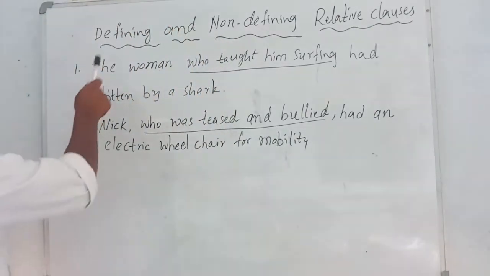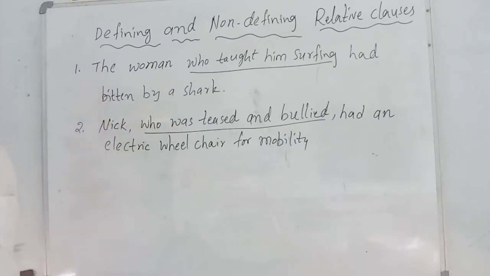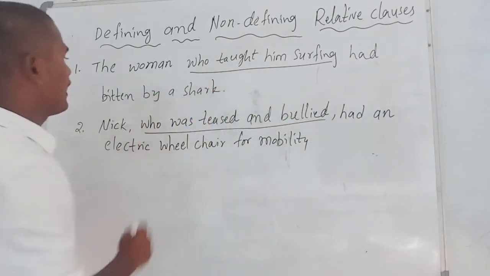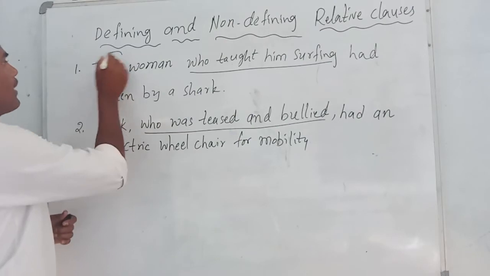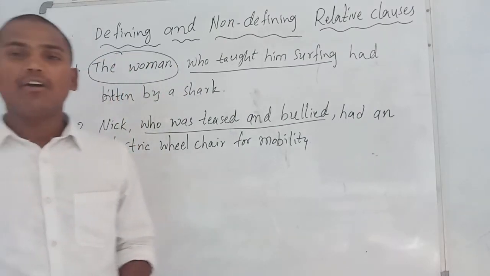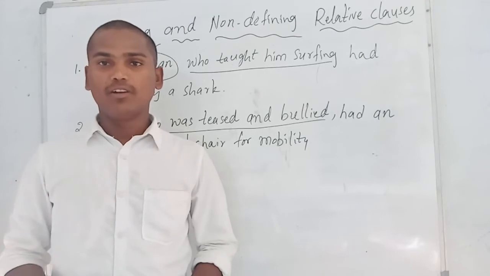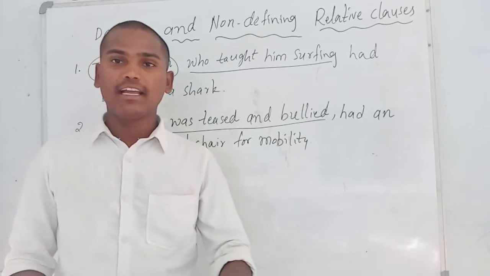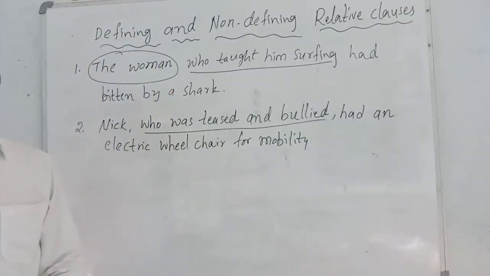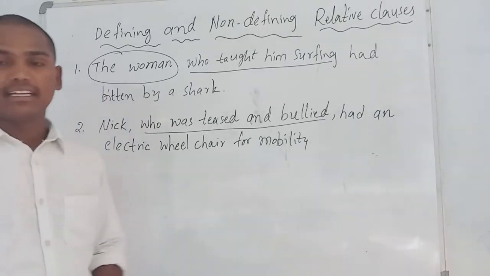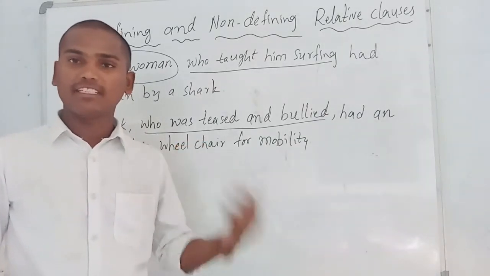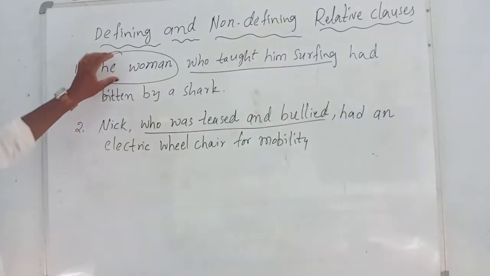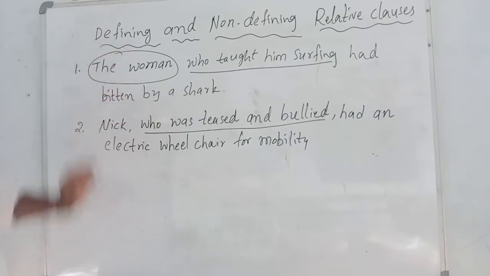Okay. So defining clause and non-defining clause. How can we identify them? See, in the first example, the woman who taught him surfing had been beaten by a shark. Here, the woman: basically we have a number of women in the world. So which woman? We don't know any particular identity. So we cannot identify a particular woman who taught him surfing. It is a common noun. Whenever we say woman, the word belongs to all women, not a particular woman. So here we do not know any identity of the woman.